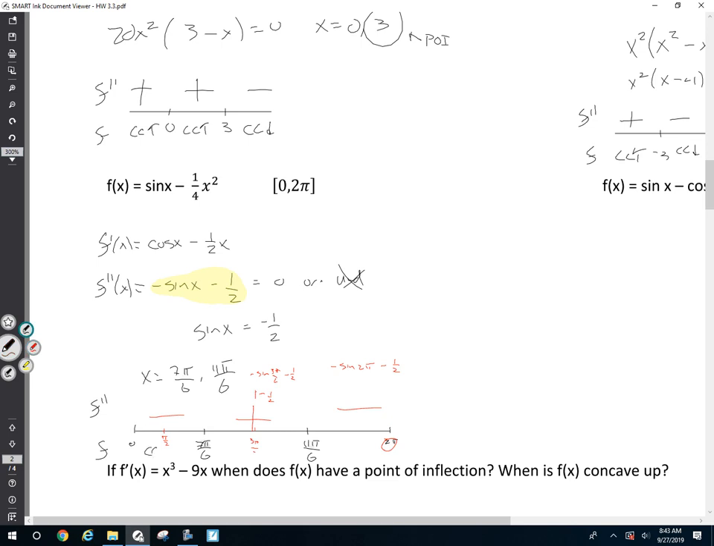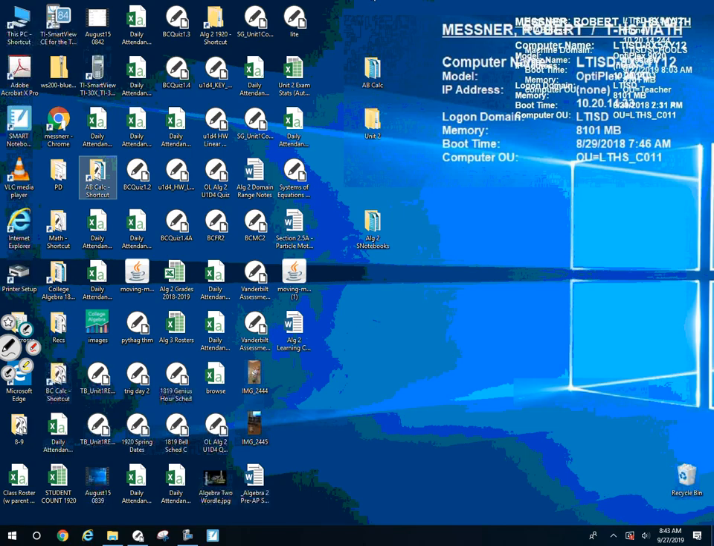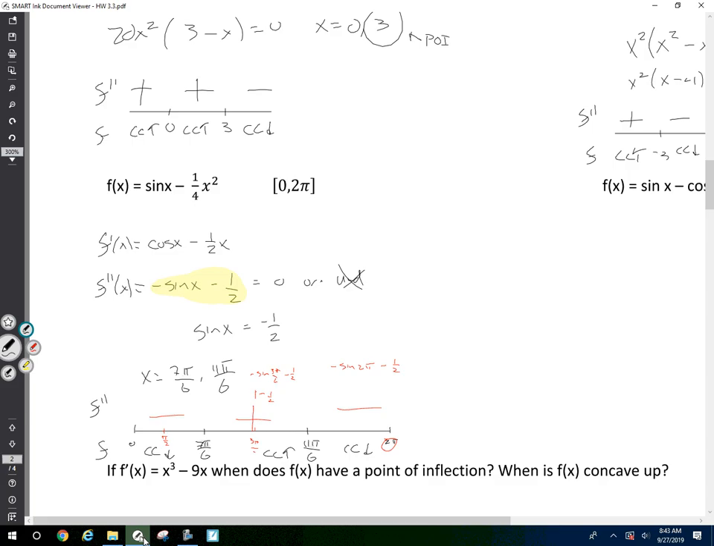Concave down, concave up, concave down. And I haven't graphed anything yet, so I might as well do this as the first one just to see our handiwork. Sine x minus 1/4 x squared. Let's look at the concavity.